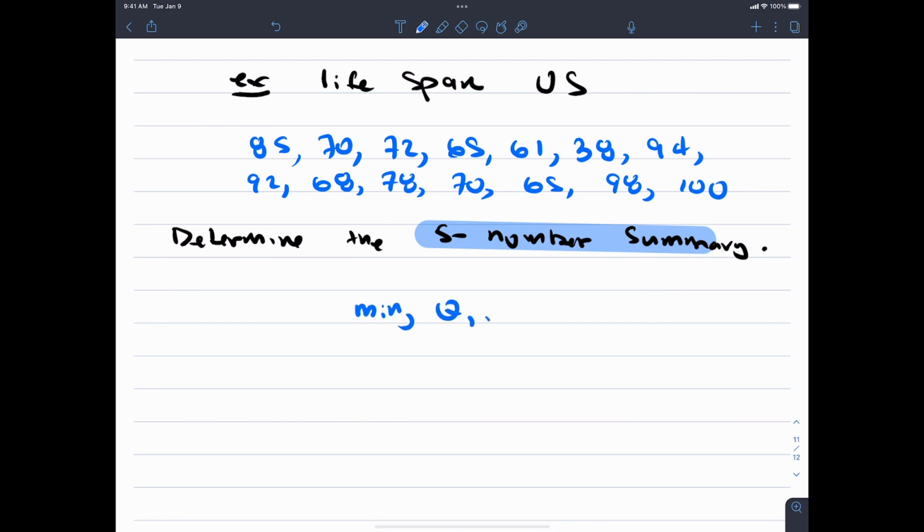Minimum. Q1, Q2, and Q3. And then what? So you're going to have to use the definition to get the 5 number summary. This is kind of like what you'd have to do on your homework. All right. You guys okay with that? All right. Are you guys ready?